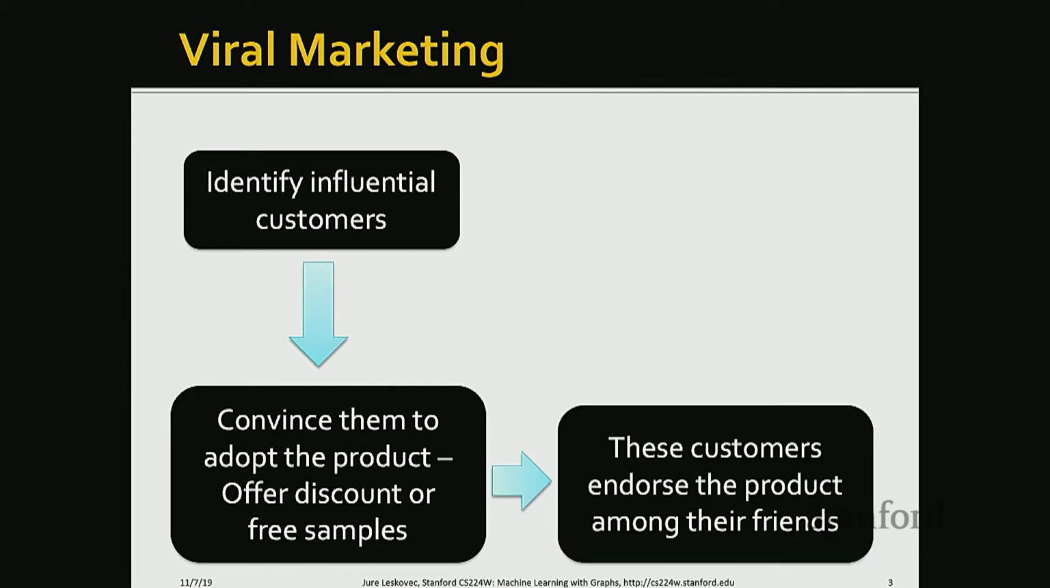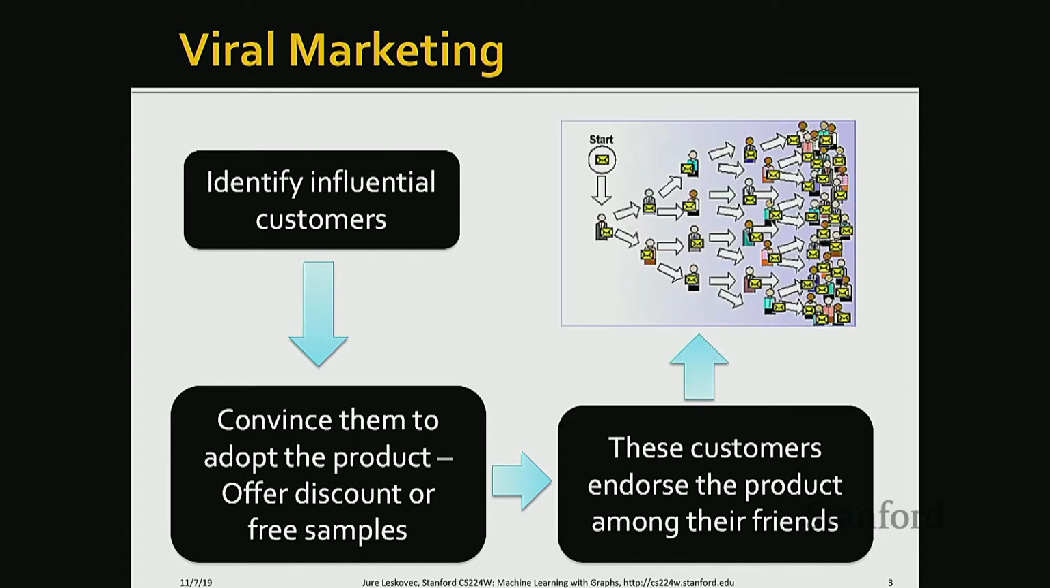So these customers can advertise, they can endorse the product, and other people in the network will see and adopt the behavior. And then we don't need to do any other marketing efforts, and this behavior or product will be adopted by a large fraction of people in the network. So it's really important to find the initial seed of the most influential people for this.